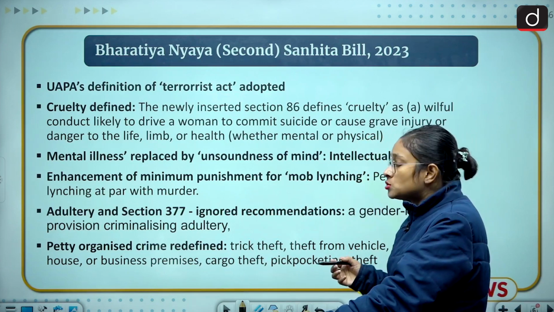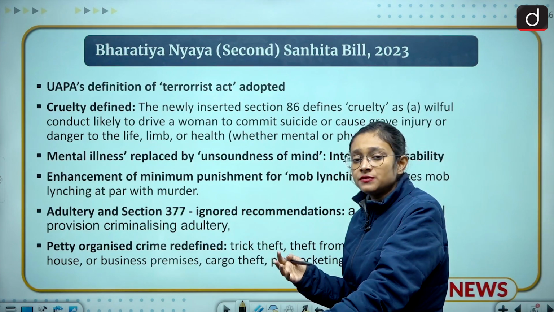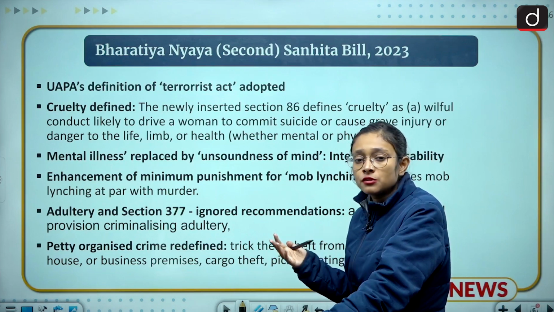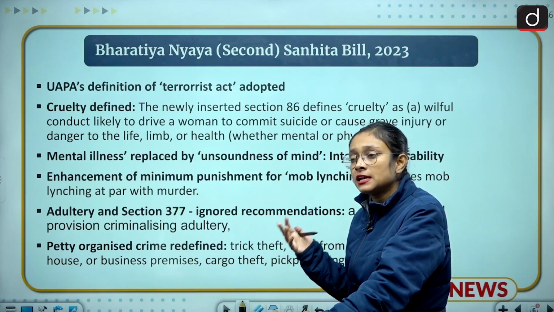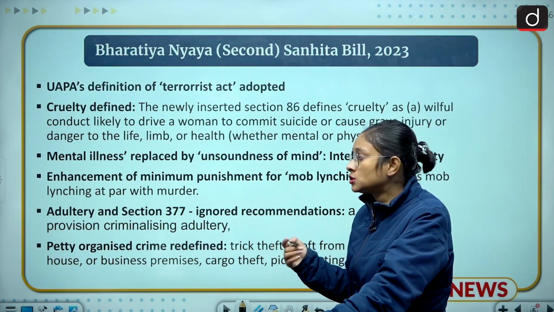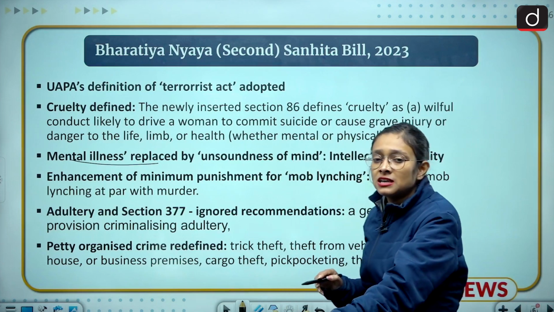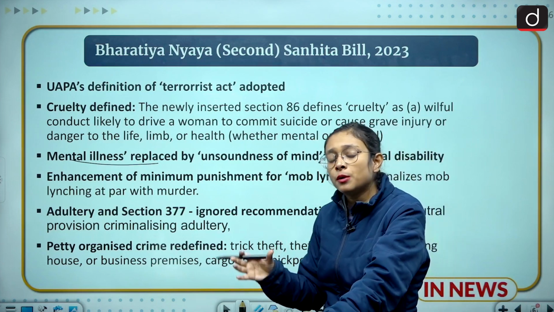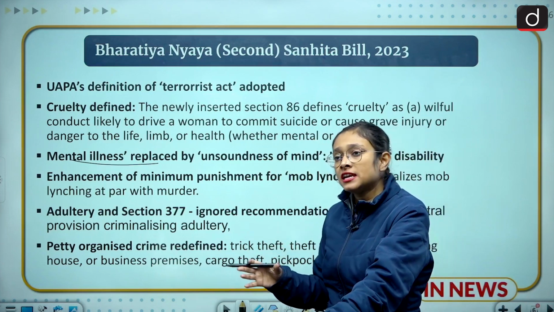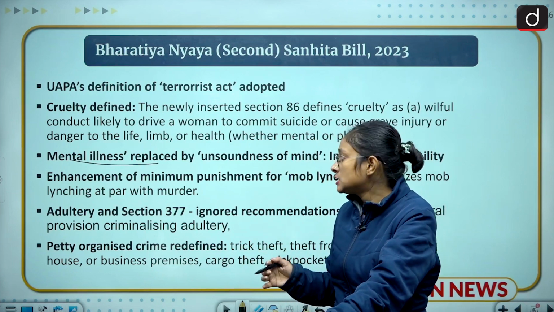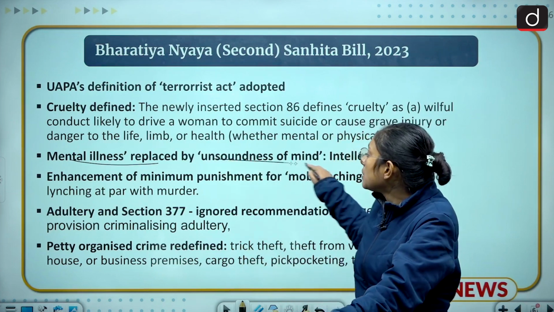Mental illness is replaced by unsoundness of mind. Right now there is lots of awareness about mental illness and mental health. In the earlier version, the term mental illness was used. Many experts have said that mental illness shows narrowness, and it is also limiting. So that was replaced by unsoundness of mind.